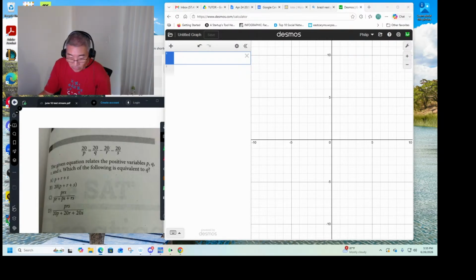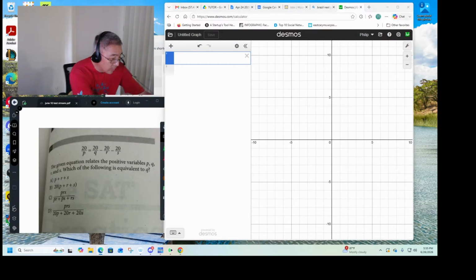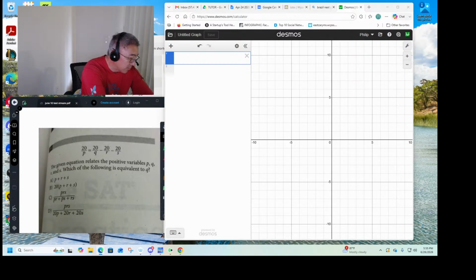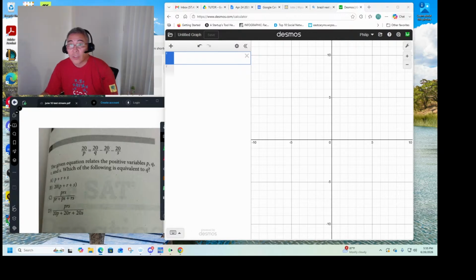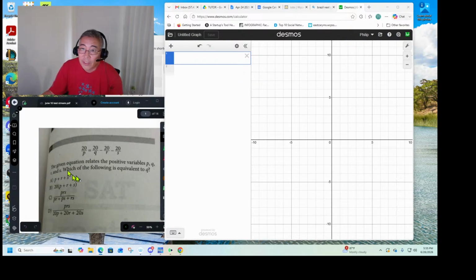Hi, so we are going to do the problem that we did before, except with Desmos. This problem is one of the few problems on the new style SAT that you can actually do with Desmos. So let's do it real quick. So here's the problem right here.